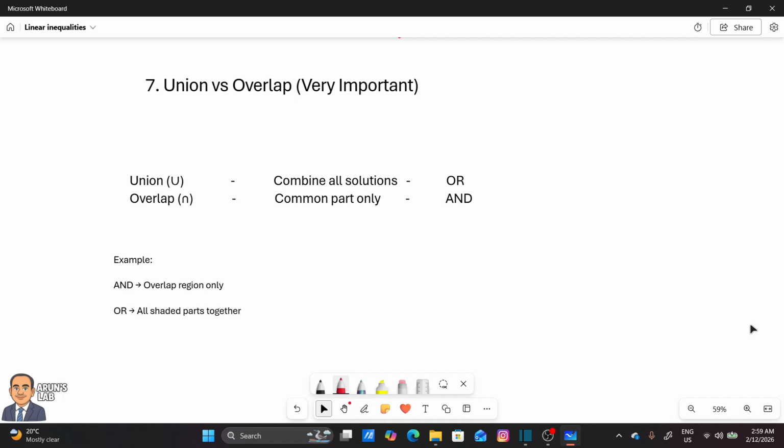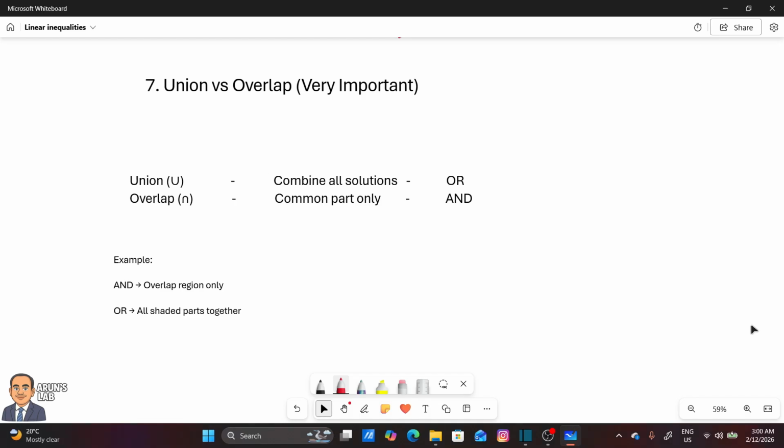Let's go for a quick comparison between union and overlapping. It's very important. Union, the symbol is U, and the meaning is combining all solutions. We can also call it the OR function. If you have two or three linear inequalities, you solve them separately, then combine the final x values together. This is what a union means.